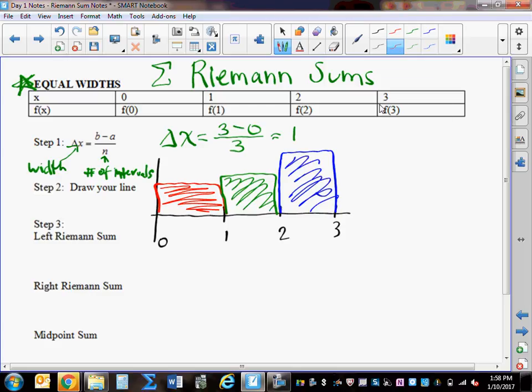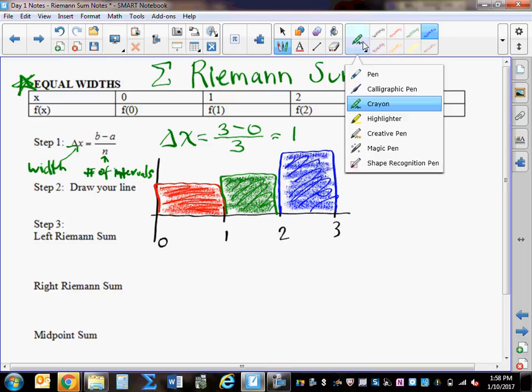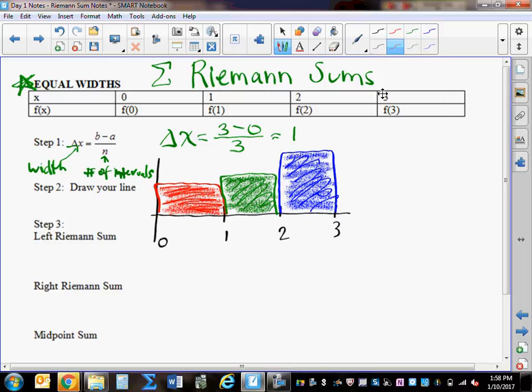I should use my crayon feature. Crayon or however you guys say it. It's like I'm in kindergarten. Okay, just because this is relaxing. Like you're in kindergarten doing calculus.